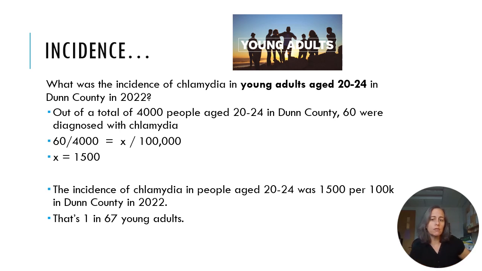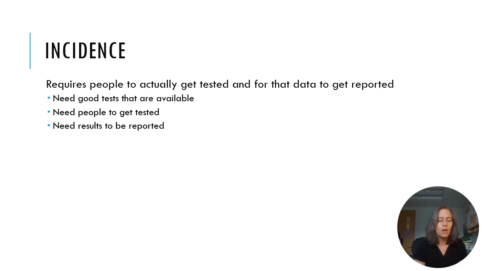So before it was 1 in like 333 overall people, but out of young adults, it's 1 in 67, right? This condition is much more common in young people. And when we use rates like this, we can compare different groups, which is so cool. Now, there are a few drawbacks to incidence.